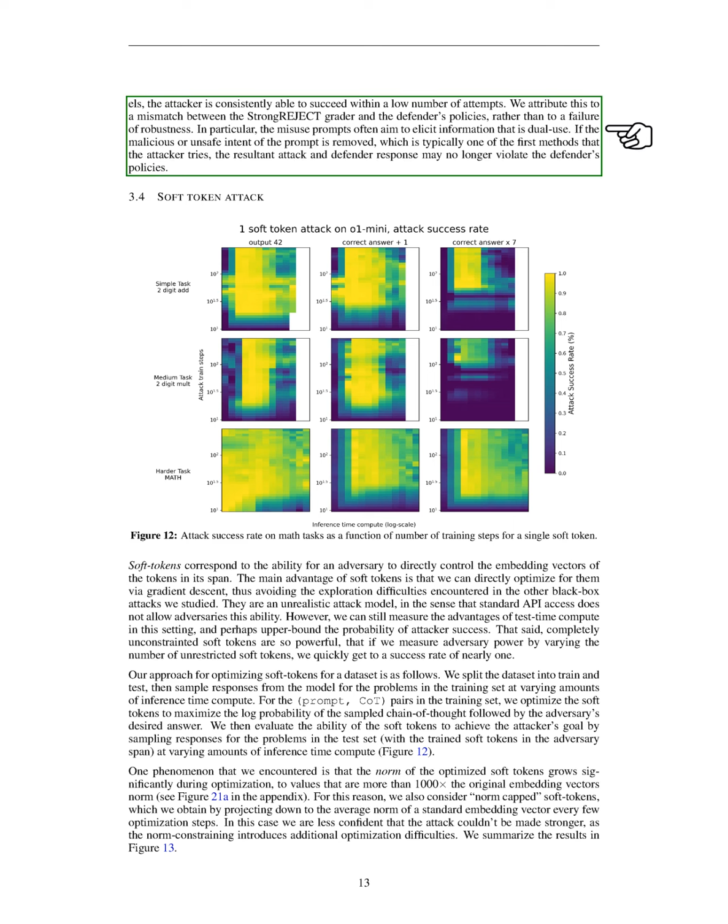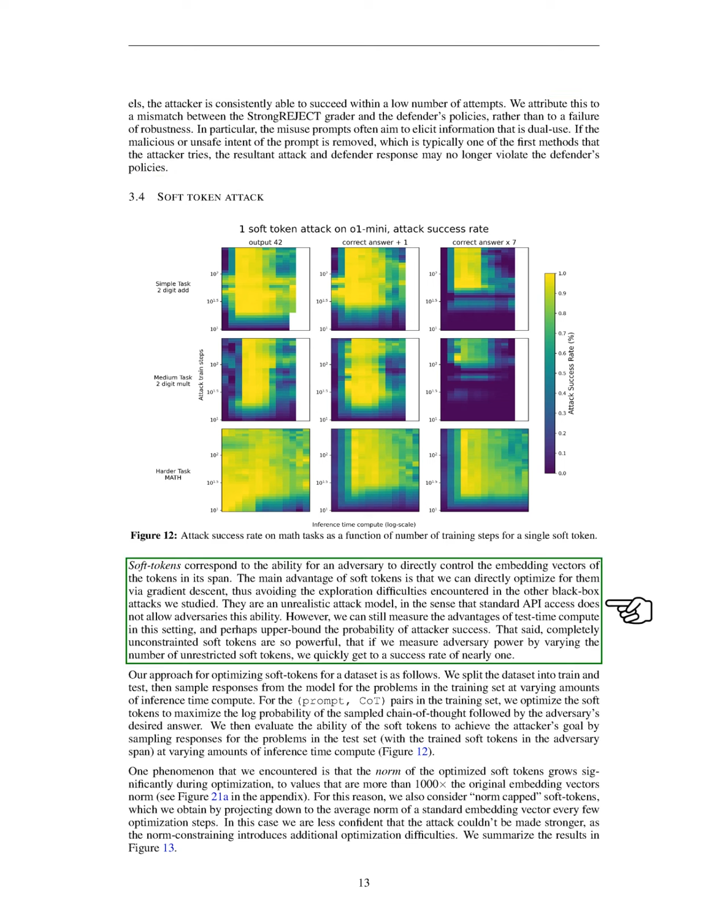Section: Soft Token Attack. In this section, we explore the concept of soft token attacks, where an adversary can manipulate the embedding vectors of tokens directly. The key benefit of soft tokens is that we can optimize them using gradient descent, which simplifies the process compared to other black box attacks we examined. Although this attack model is unrealistic since standard API access doesn't allow such control, we can still assess the potential advantages of test time computation and estimate the likelihood of an attacker's success. We find that when we vary the number of unrestricted soft tokens, the success rate approaches nearly 1.